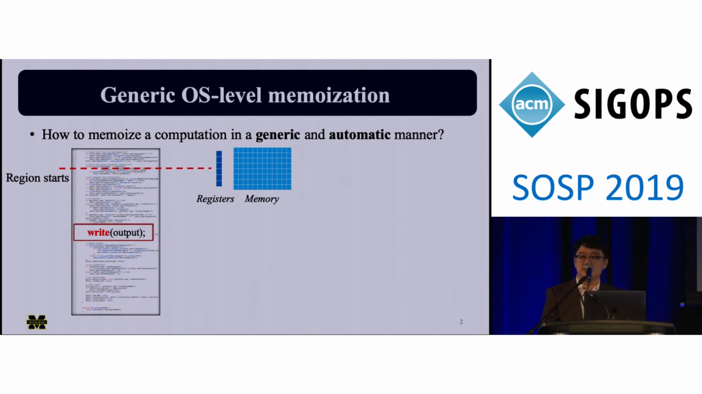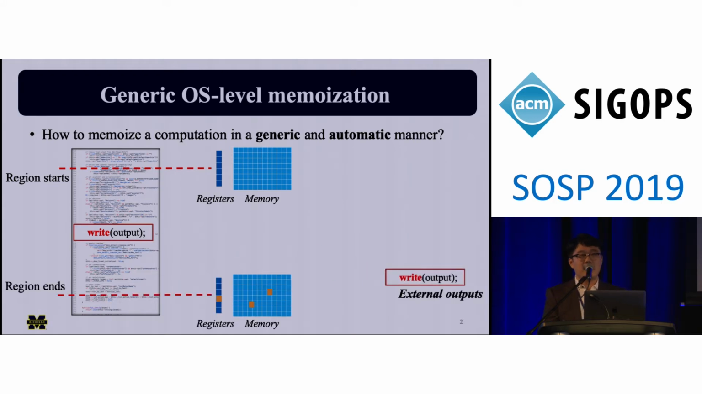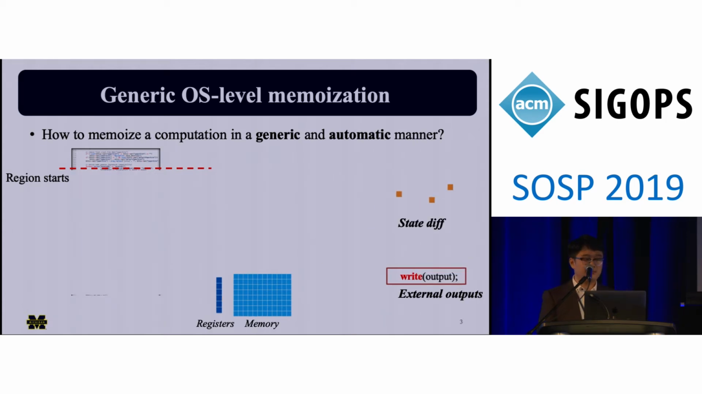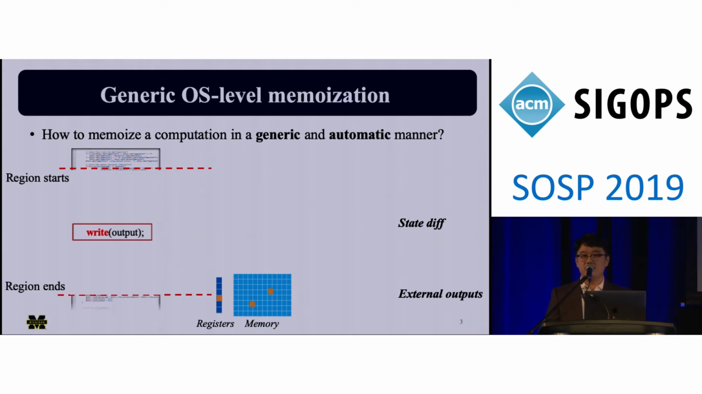from the first instance of this code region. Then we'll remember those outputs and compare the memory and register state between the region start and region end to figure out all the memory differences made by this code region. Store that as a state diff. The next time you have the same code region, we simply regenerate the same output, apply the state diff, so you can safely jump to the end of this code region for acceleration.